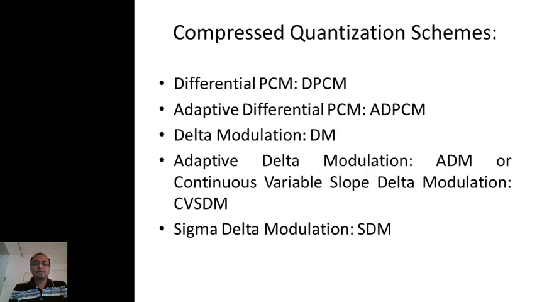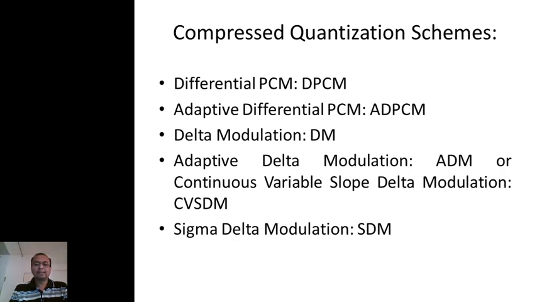First one we call differential PCM, abbreviated as DPCM, then adaptive differential PCM, abbreviated as ADPCM, delta modulation, DM, adaptive delta modulation, ADM, or it is also called continuous variable slope delta modulation, CVSDM. And the last one is sigma delta modulation, SDM, which is very popular in high data rate systems.